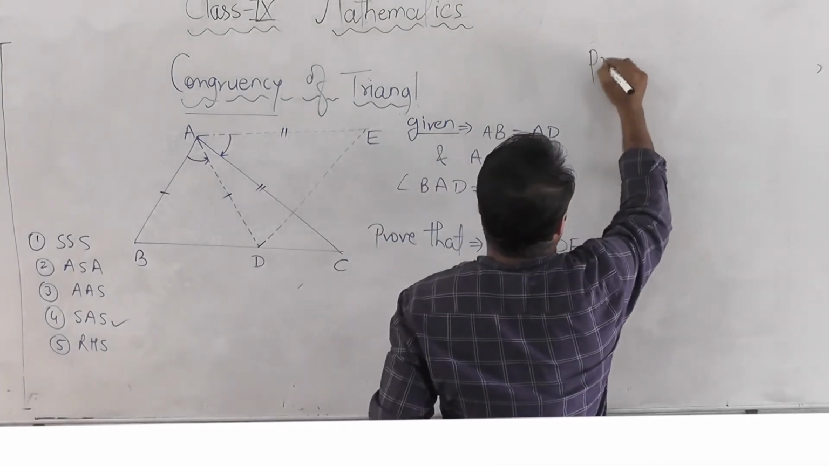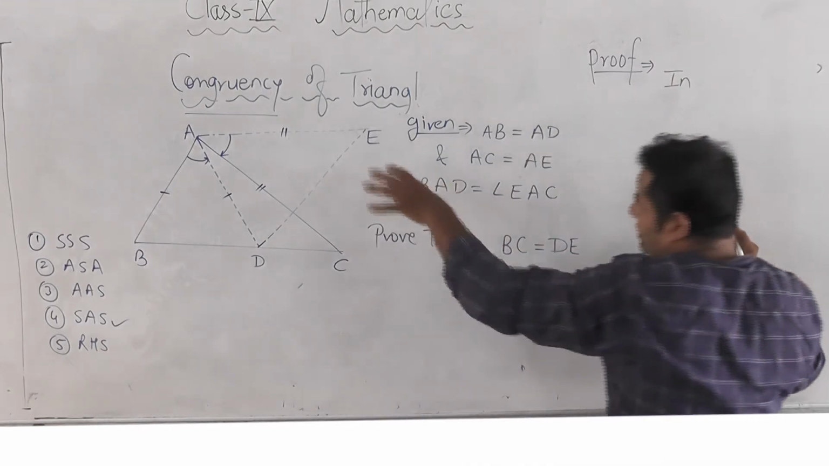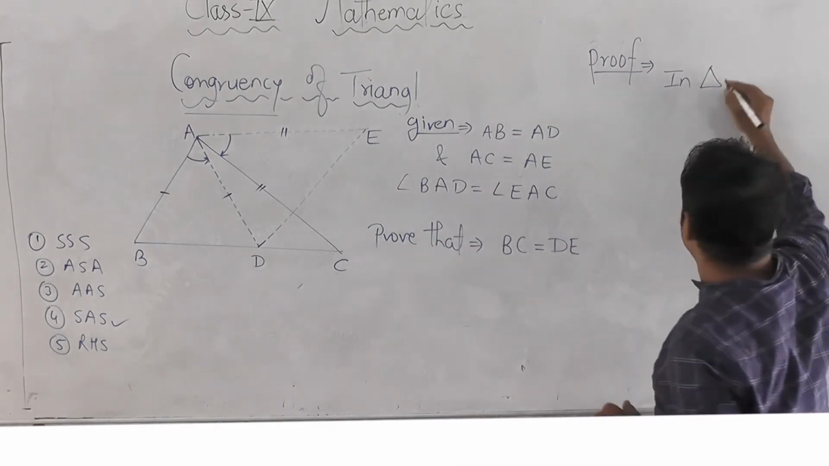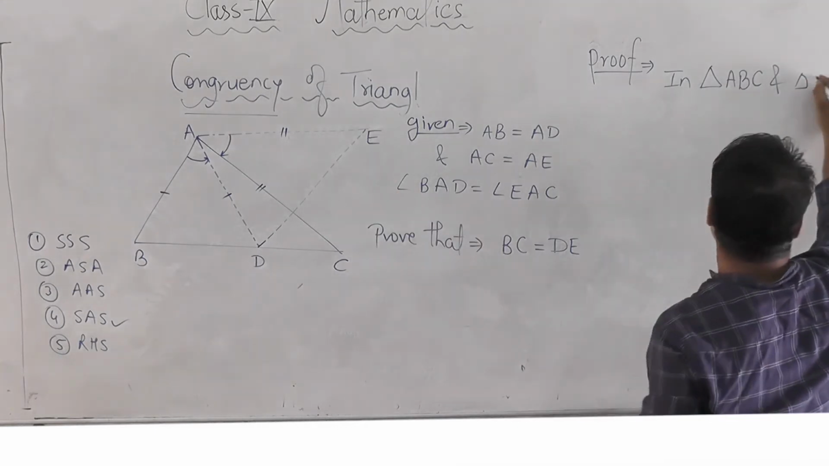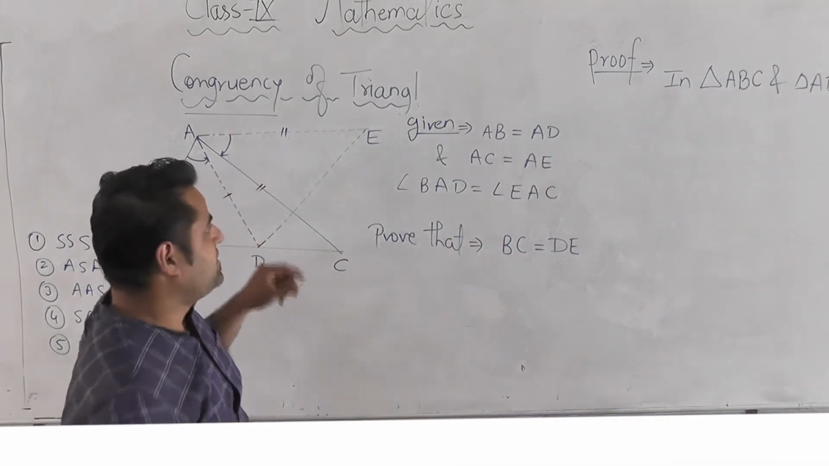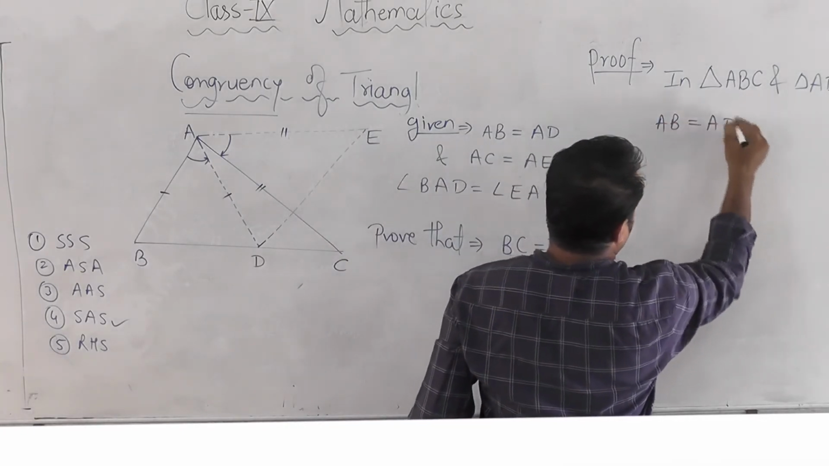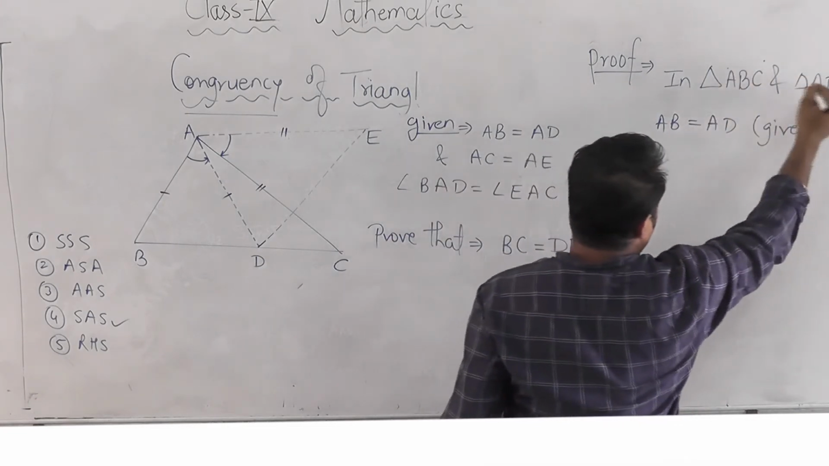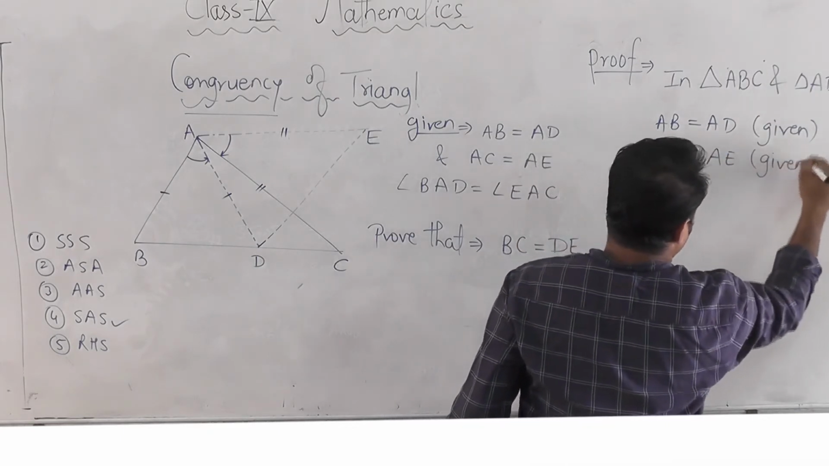So now in the proof, first we will take the triangles which we need to compare. So in triangle ABC and triangle ADE, let's start comparing them. First, in ABC and ADE, AB and AD are equal. As you can see, AB is equal to AD, which is given to us. The second thing which is given is AC and AE. So AC and AE are also equal, which is also given to us.